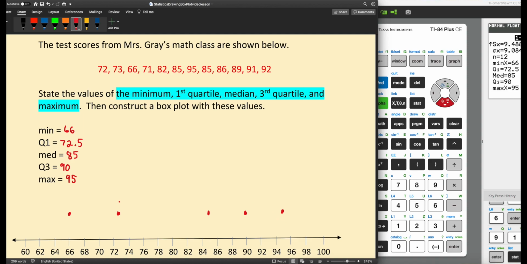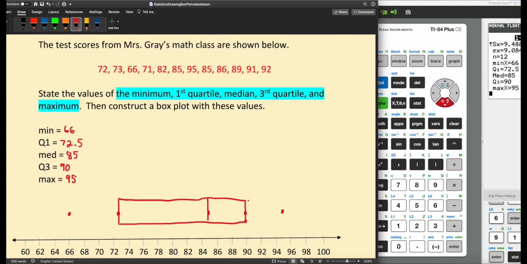Now, what you want to do is go to the second dot and draw a vertical line through it, just like that. Draw a vertical line through the third dot and draw a vertical line through the fourth dot, just like that. Notice I didn't go all the way down to the number line. Now you're just going to connect them as best you can. And then you connect the bottom. And if you notice, I drew the box in the box plot.